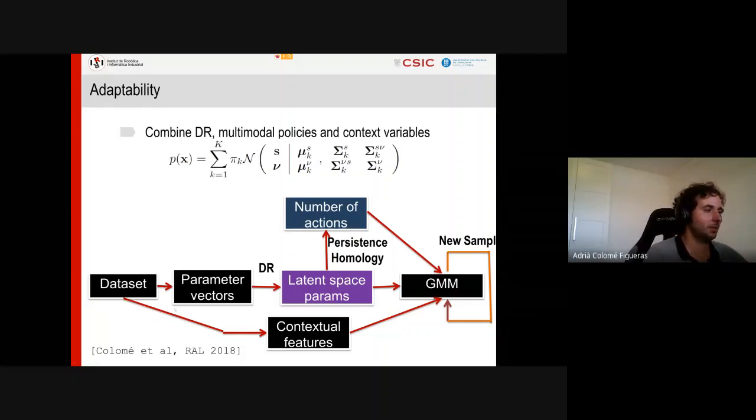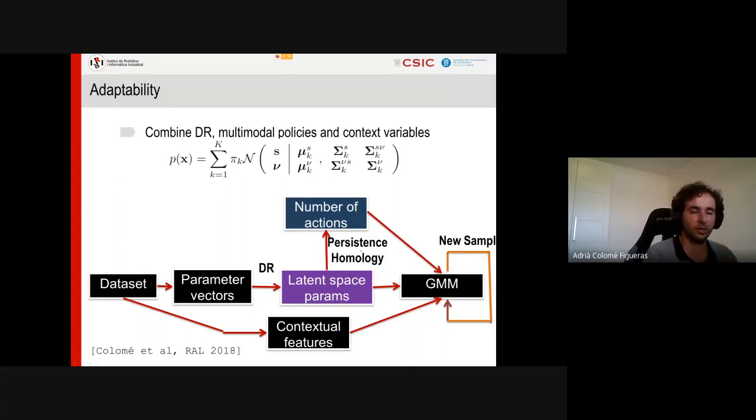So basically, here we would have our data set, and we would get these parameter vectors. We'd use these dimensionality reduction techniques to project them to a latent space. And here we would use clustering methods or other to see how many actions there are in our data set.